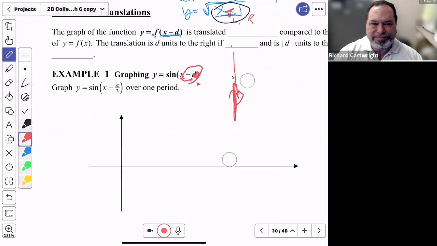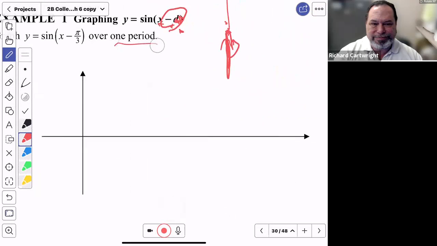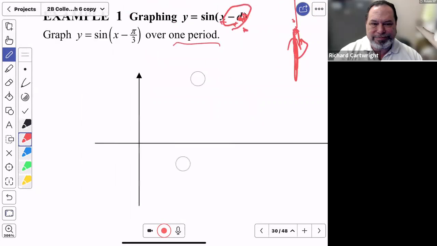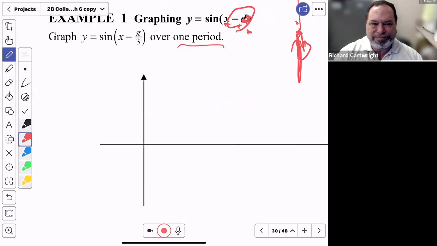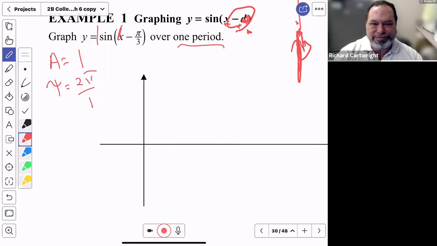So how is this going to work here? Is your first problem. And I realized what he wanted. He only wants one period. So if I start here, I'm going to ask myself, my amplitude is still a one. My period, my tau, is 2 pi divided by, what number is in front of the X? Anybody, what number is there? A one. So it's going to finish still in 2 pi. So I'll just cut it off right here.